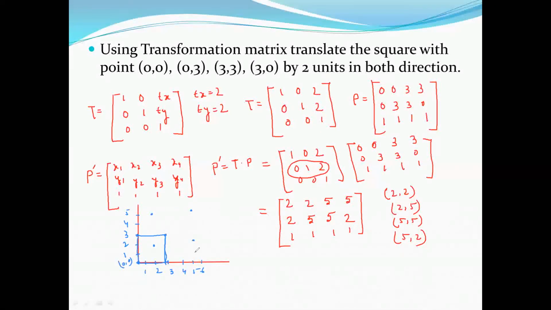Due to the irregularity of the gap, the size appears different, but actually the size will not be different. It will remain the same. If you draw it properly with proper gaps, you can see the size of both squares remains the same. Previously the square was at this location, and after performing this translation, the same square is translated from here to here. So in this way, we can perform the translation of any object. Clear?